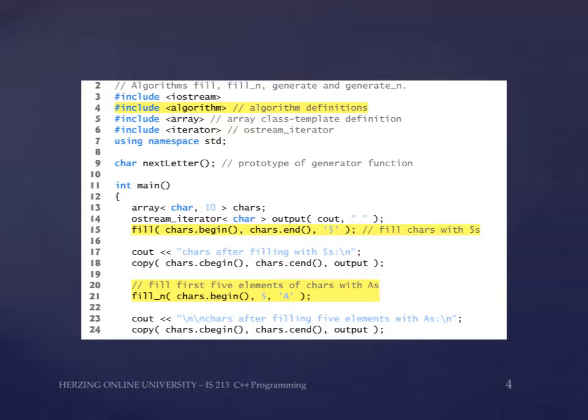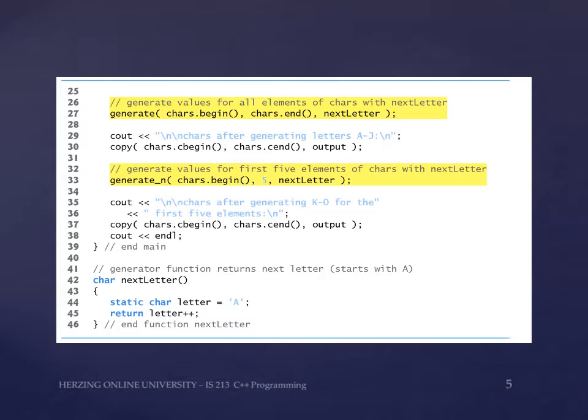The second argument in line 21 specifies the number of elements to fill. The third argument specifies the value to place in each element. So here we looked at the fill and fill_n algorithms. Now let's look in part 2 of the example at the generate algorithm.